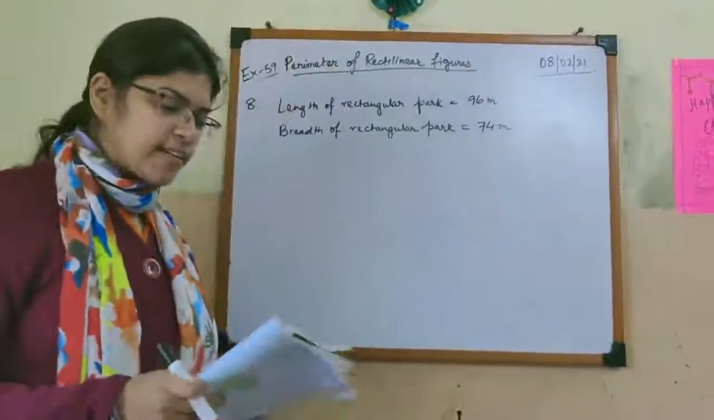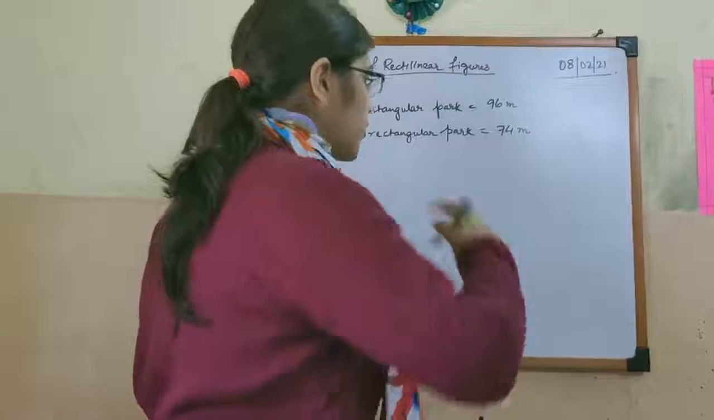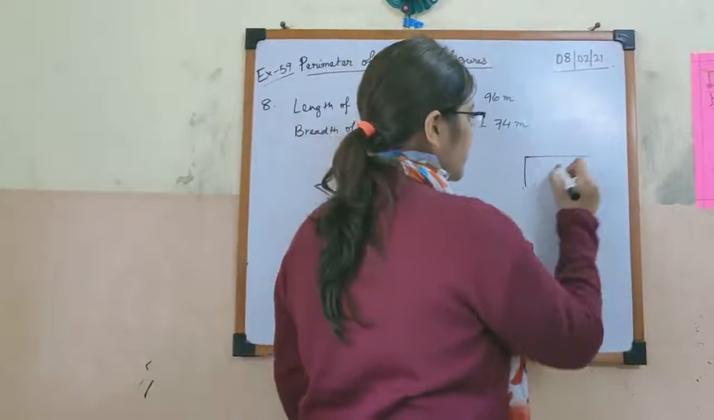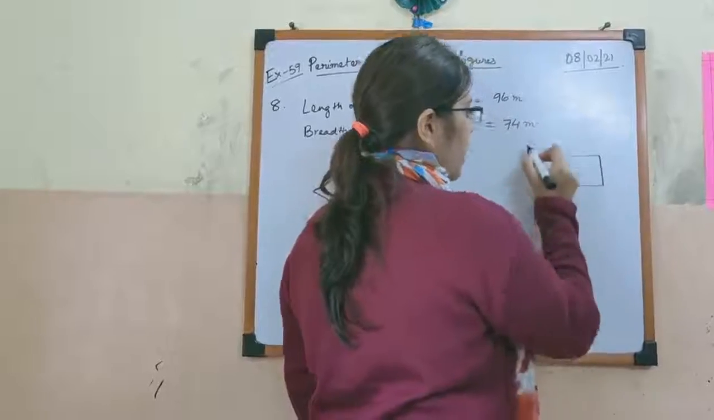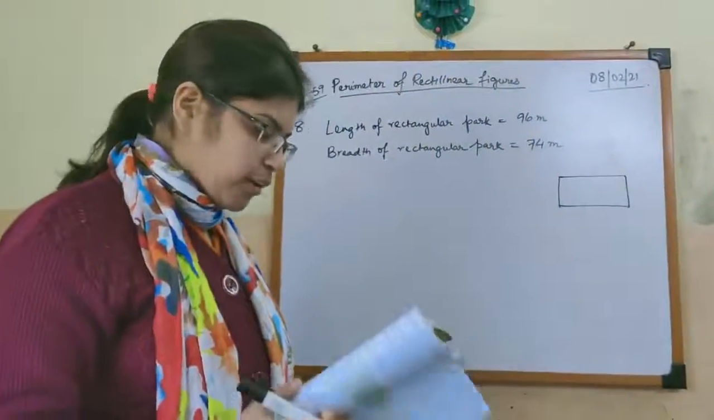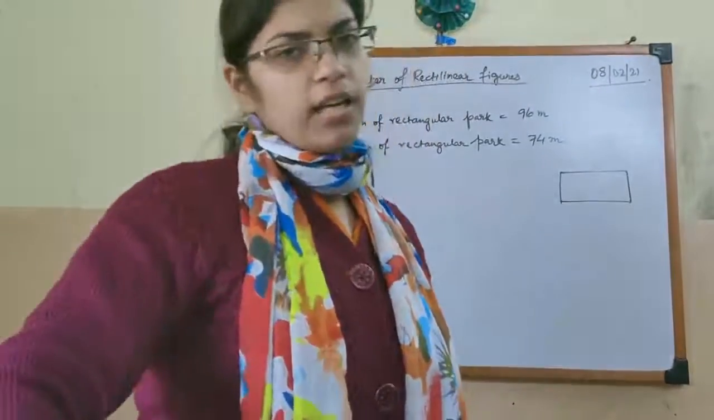Okay. Then it says a boy runs 2 times around the park. So around the park means what? If this is a rectangular park, then the outside part is where the boy is running 2 times. And then it says find the distance covered by him.